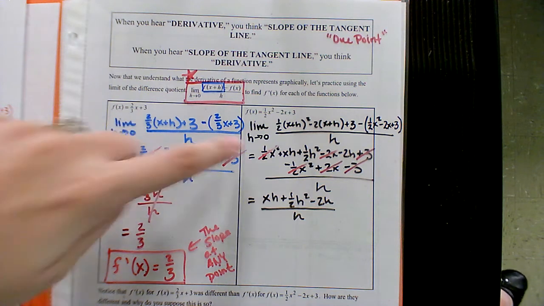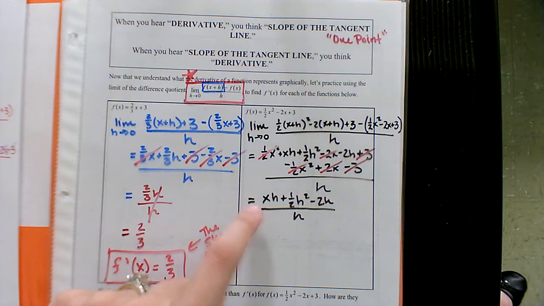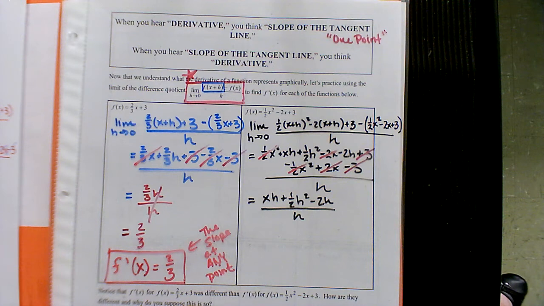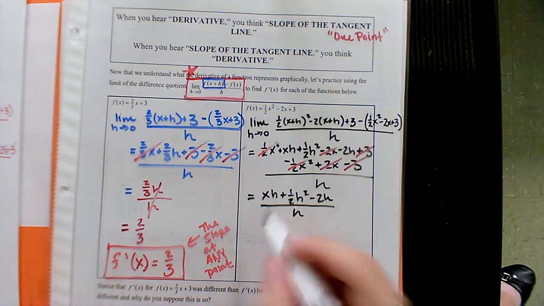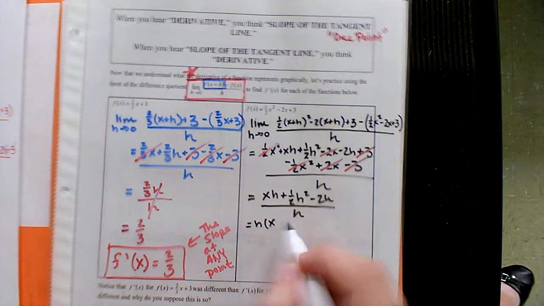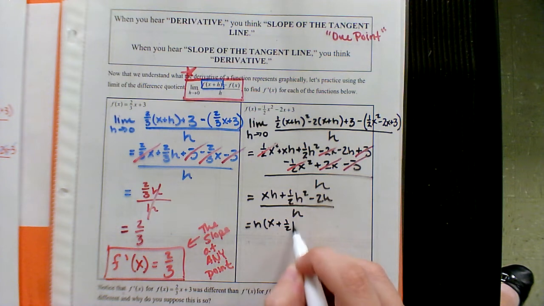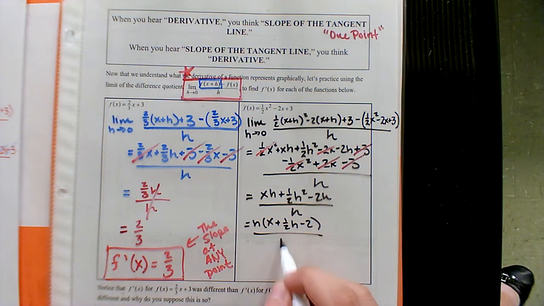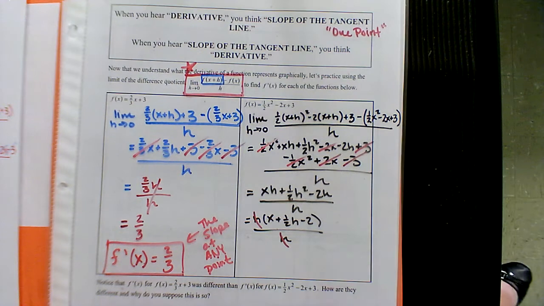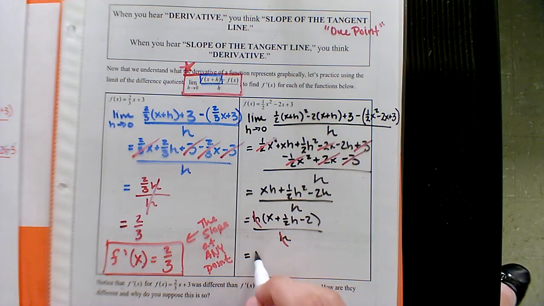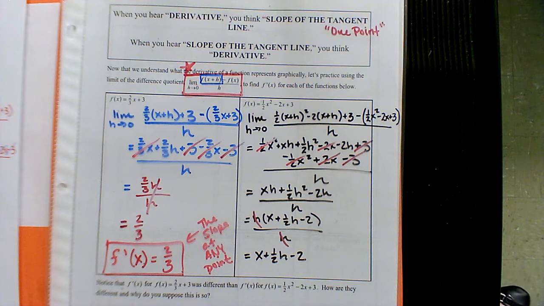If we tried to plug in 0, just for the h's, we'd still have 0 over 0, so we have a little bit more to do. Where do you want to go from there? Okay, if we pull an h out of the top, notice how that would cancel out with the h down below. So we're left with x plus 1/2 h minus 2.